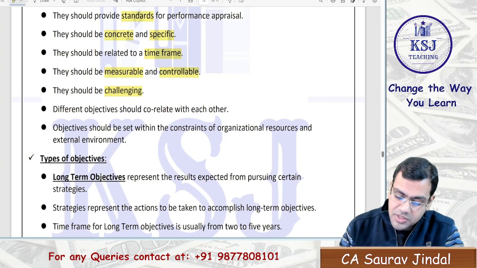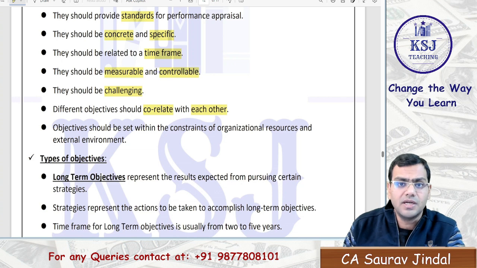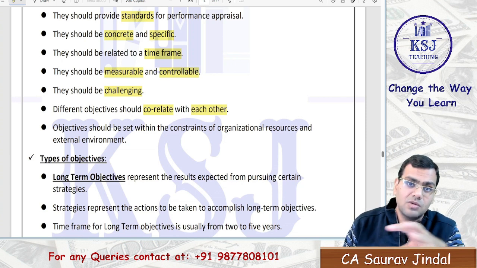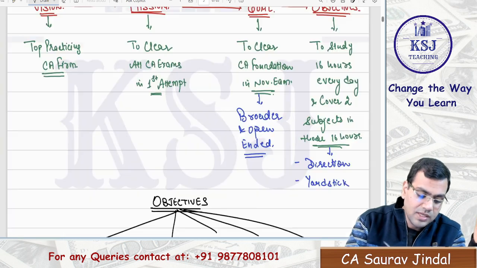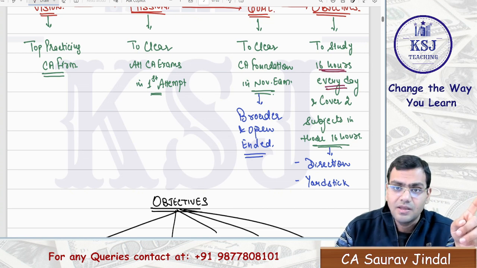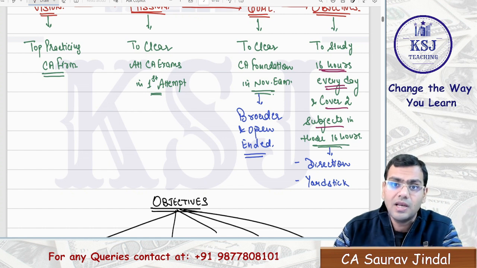Now, different objectives should correlate with each other. If you are setting multiple objectives, then there should be a correlation between the objectives. It is not like one objective is going in some other direction. For example, here you are setting two objectives. One objective is 16 hours every day. Right? The second objective is covering 2 subjects. Now they should correlate, right?